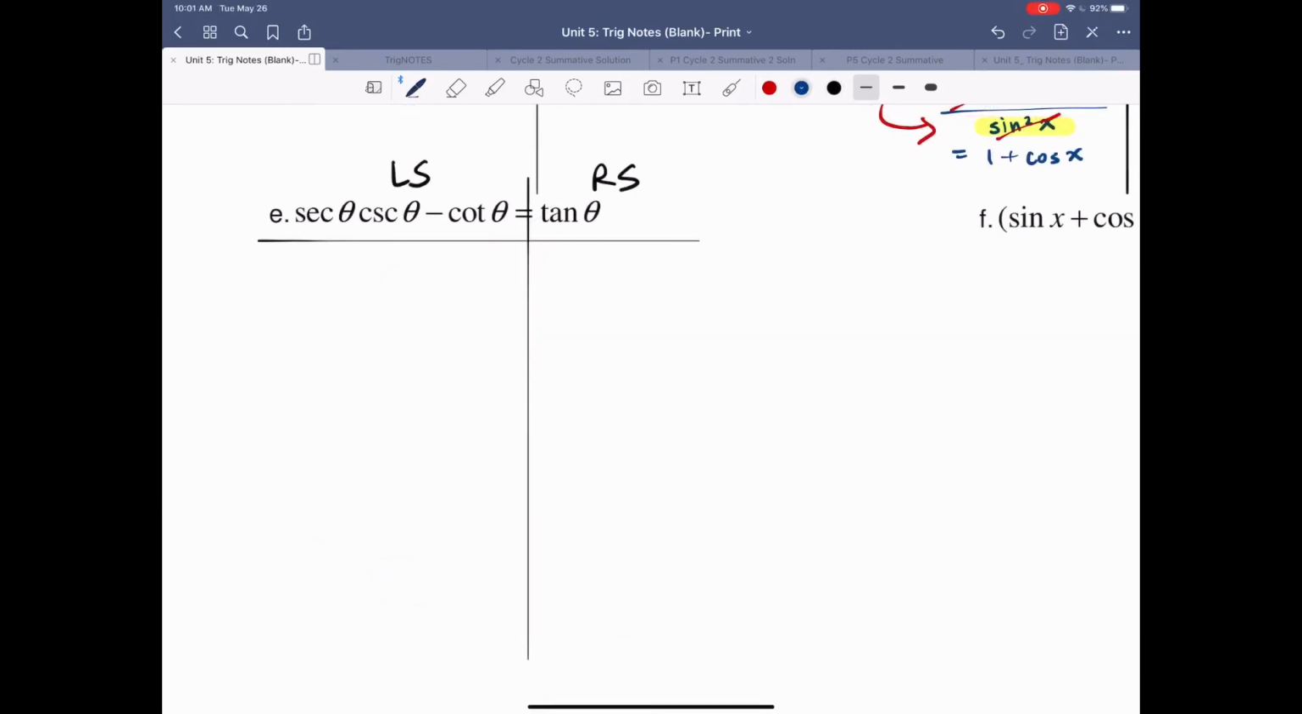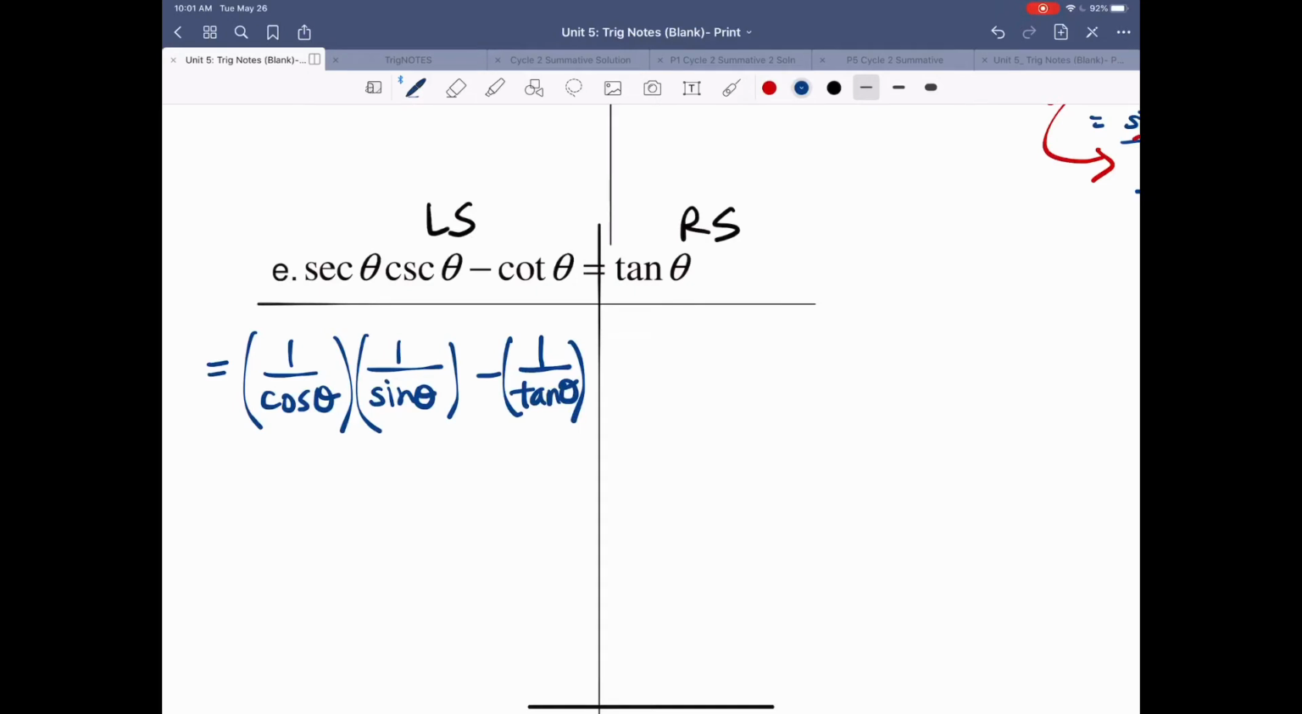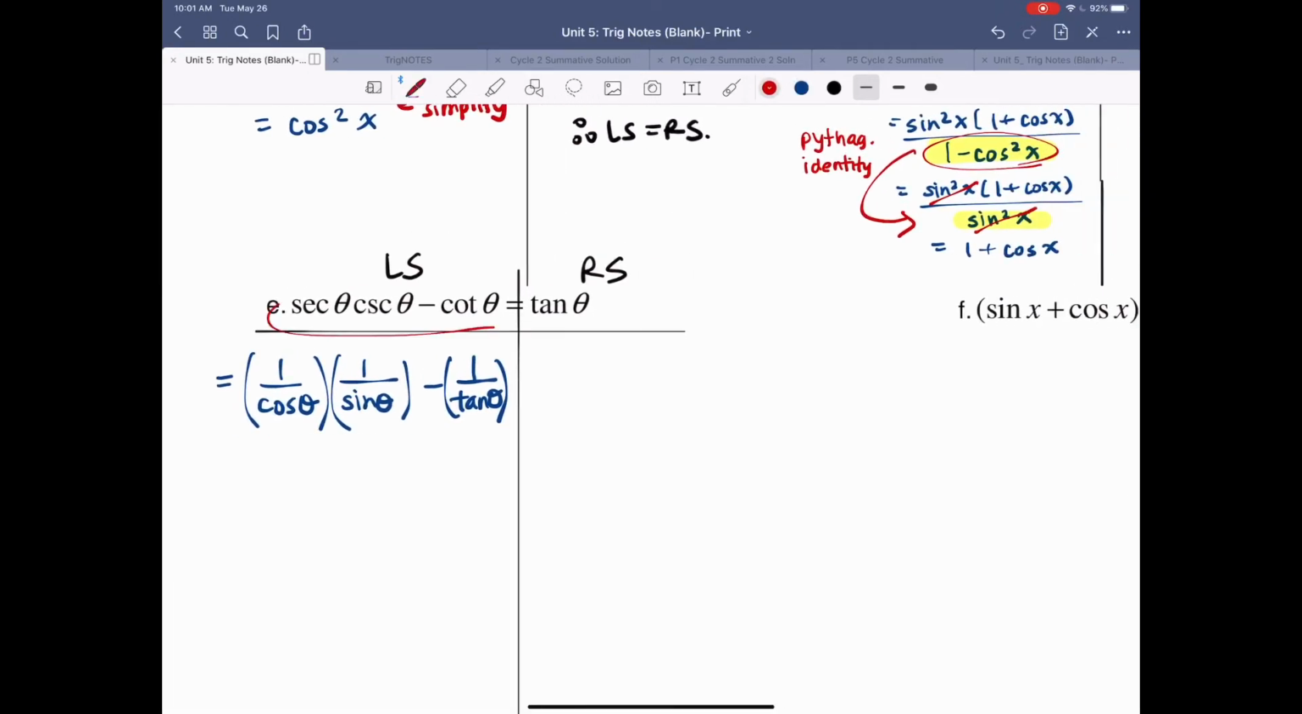Okay, so for question E, I'm noticing that right side versus the left side, the left side looks very much more complicated. So for now, I'm going to work on the left side. As a reminder, secant theta you can write as 1 divided by cos theta, and cosecant theta is 1 divided by sine theta. Cotangent theta is 1 over tan theta. So I've completed these based on the reciprocal identity.